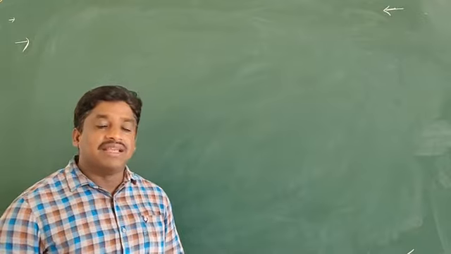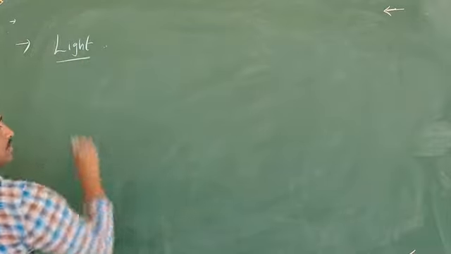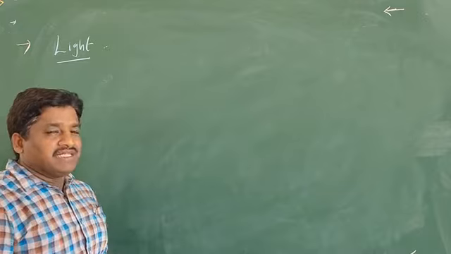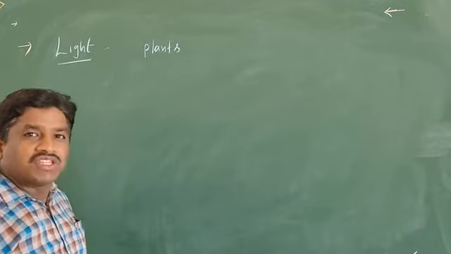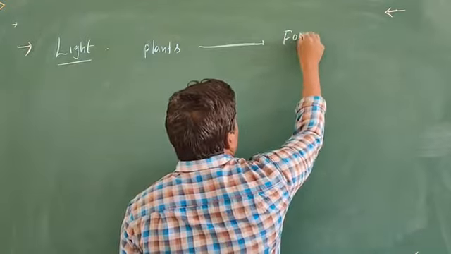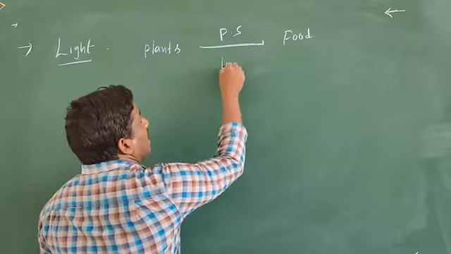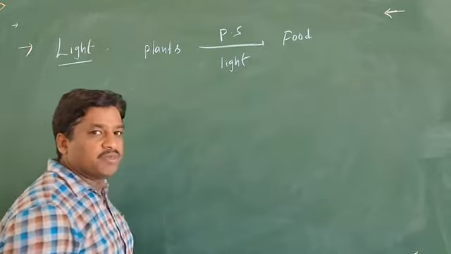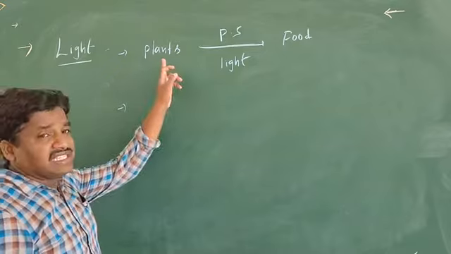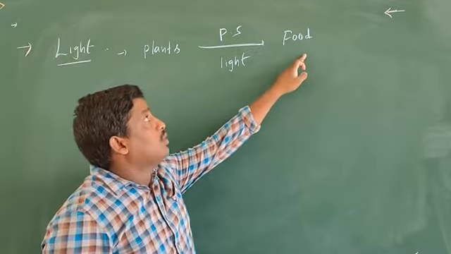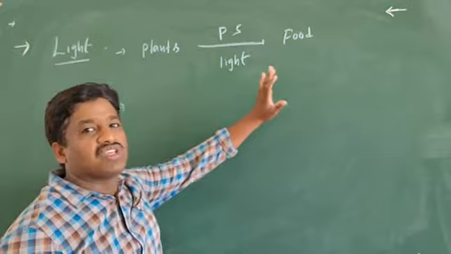Next we are going to discuss another abiotic factor, which is light. First, plants produce food through photosynthesis, and this is possible only with light, because light is the source of energy. Once again, plants produce food through the process of photosynthesis, and it is possible only because light is the source of energy.